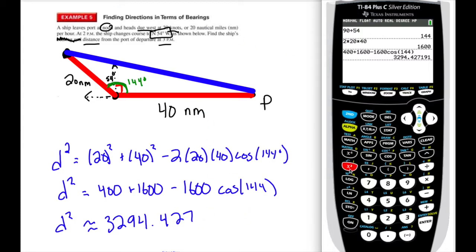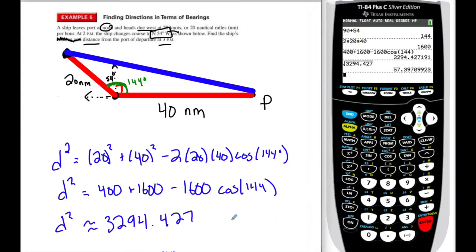Let's just forget the units right now, because what we need to do is take the square root, not technically of the answer. If you want to, you can, but then you've got to readjust what you're writing on paper because you're going to get a slightly different answer. I'm just going to type in the 427. And so what I get is the distance is approximately 57.4 nautical miles.